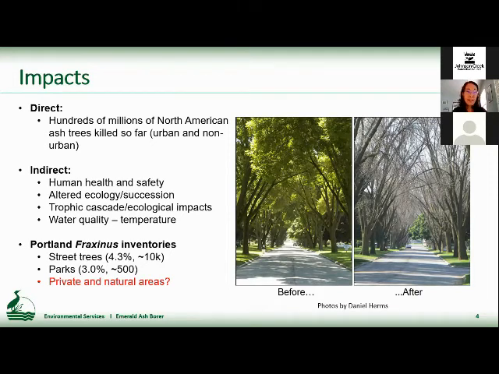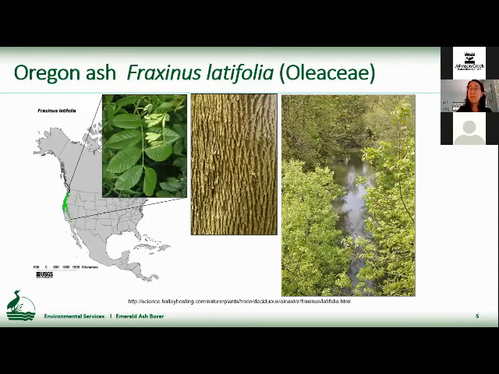So thinking ahead, there has been some work looking at and inventorying ash trees in our area. So looking at street trees and parks, but there hadn't been any work so far looking on private land and specifically natural areas, particularly as they relate to riparian areas. So that really is the focus of the work that we are doing here and what I'll be presenting on.